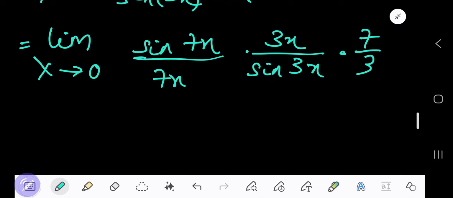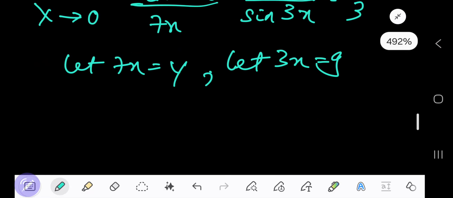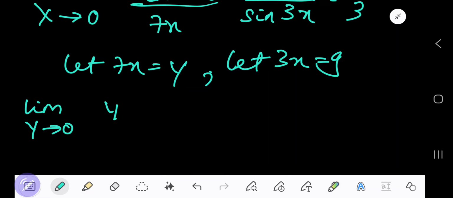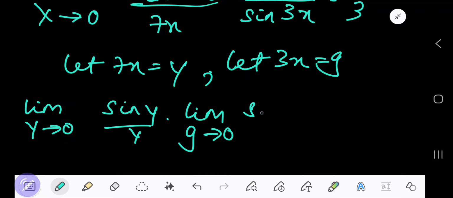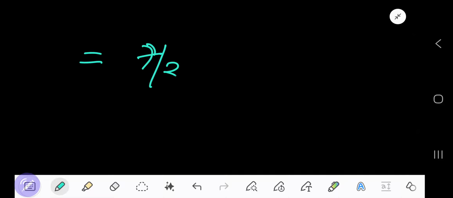We know this is 1, but we have to justify it. So we're going to say let 7x equal y and let 3x equal g. This would be equal to the limit as y approaches 0 of sine y over y times the limit as g approaches 0 of g over sine g, times 7 over 3. So we know our final answer is just 1 times 7 over 3, which equals 7 divided by 3, and that's your answer.